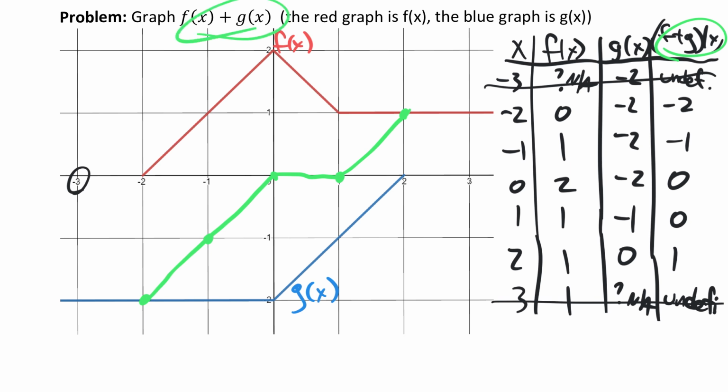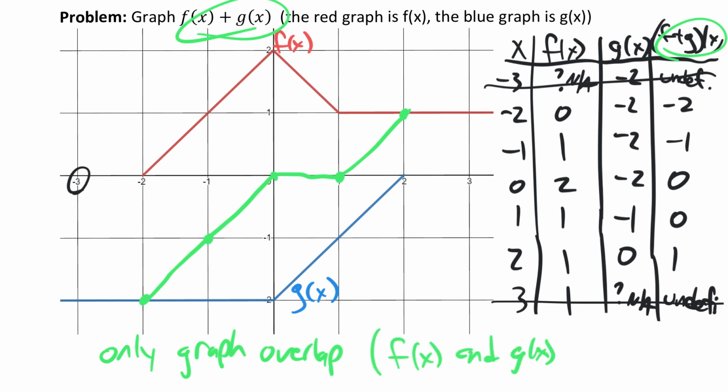Now I find this just super fascinating. One thing that's interesting, of course, is that we have to have both graphs existing to have f plus g. You notice that since there's no red graph over here, we have no green graph. And there's no blue graph over here, so we have no green graph. We can only graph the overlap. In other words, f(x) and g(x) must exist. So I find that interesting.